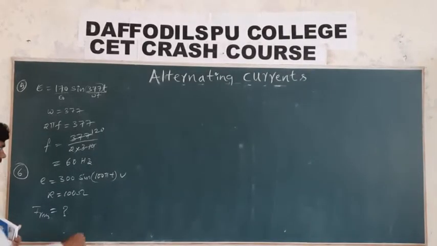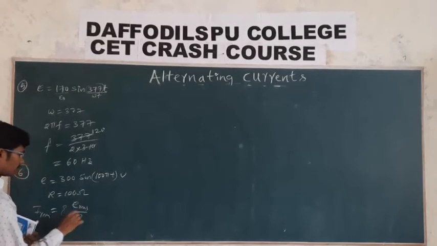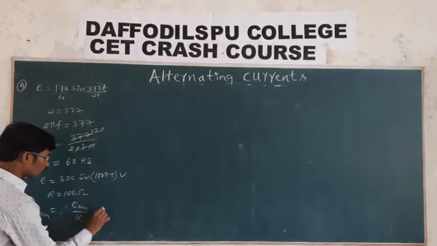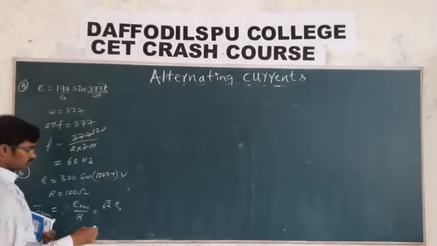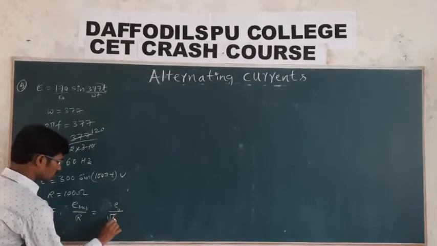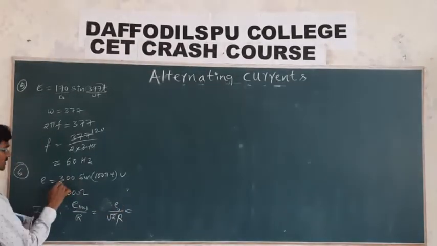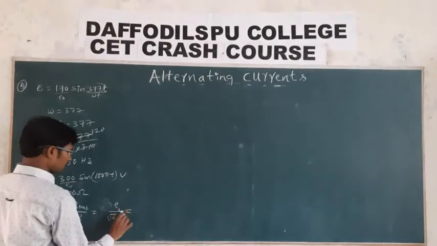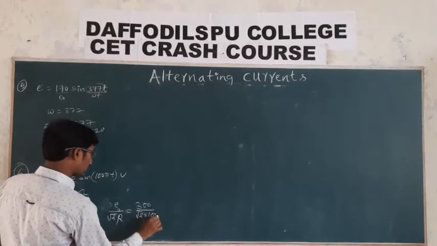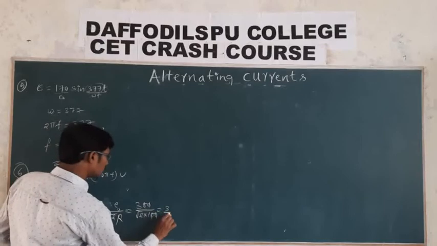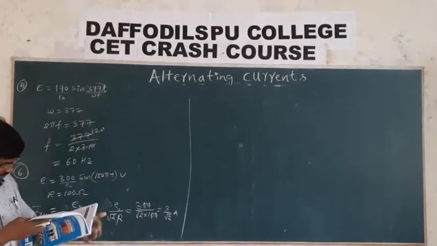I_RMS is equal to E_RMS by R. But E_RMS is nothing but E naught by root 2. So I_RMS is equal to E naught by root 2 into R. E naught is the peak voltage, that is 300, by root 2 into R, which is 100. That is equal to 3 by root 2 ampere, which is the first option.